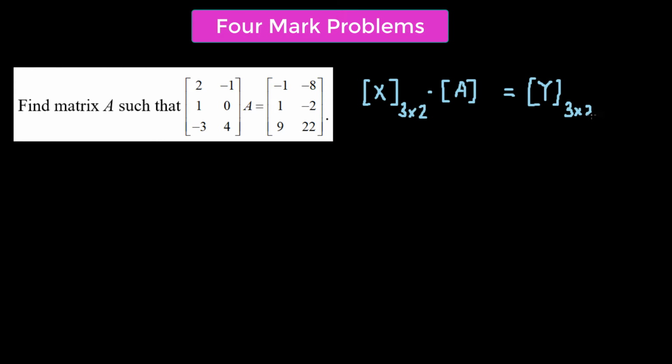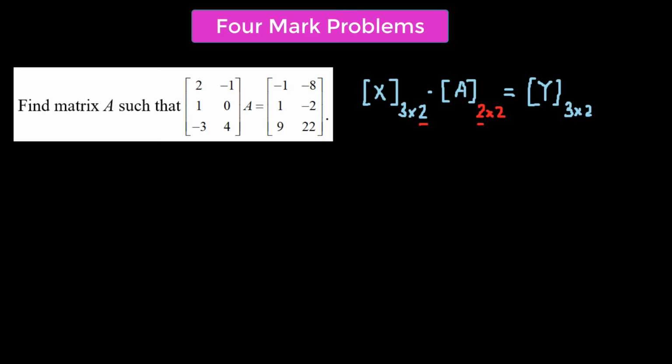So the best way to find out the order of this matrix is to consider a 2 by 2 matrix. We see that the columns of the first matrix must be equal to the rows of the second matrix. Then the matrix multiplication is possible. In order to get a 3 by 2 matrix, we already have 3 rows for the first matrix, and to have 2 columns for matrix Y, we need to have 2 rows in matrix A. So that means matrix A should be of the order 2 cross 2.